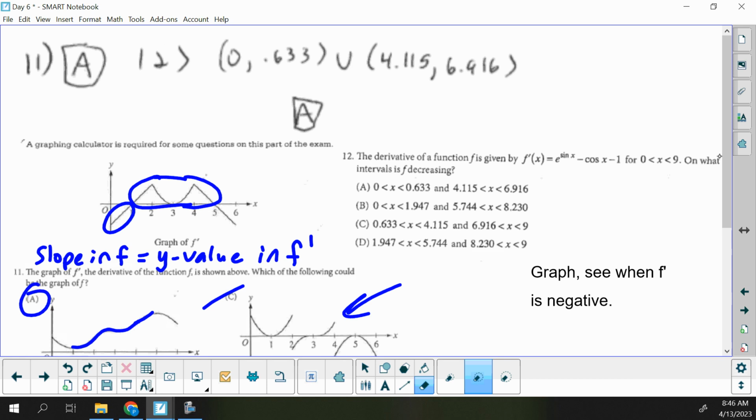In 12, they give us the equation for f prime. We want to know when the original function's decreasing. The original function decreasing means the derivative is negative. So just graph that function they gave to us and see where it is negative. And I should say to note, starting at question 11, you were able to use your graphing calculator.